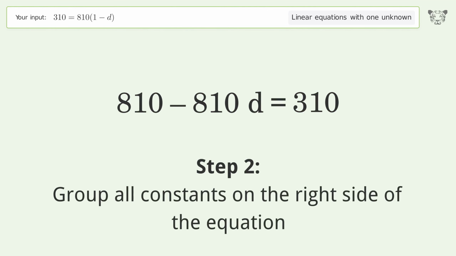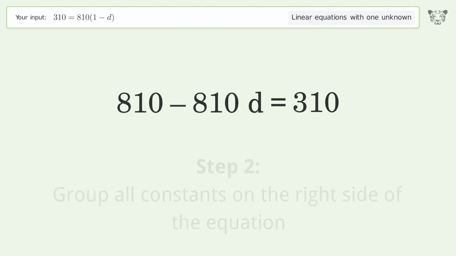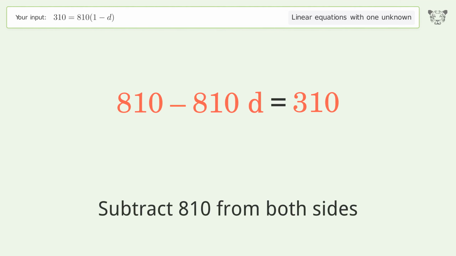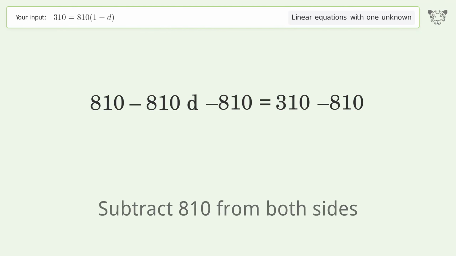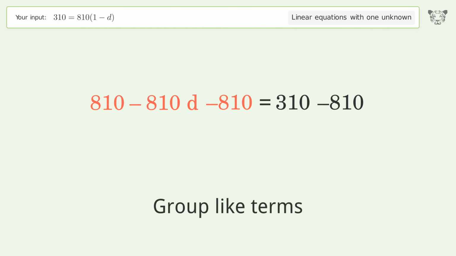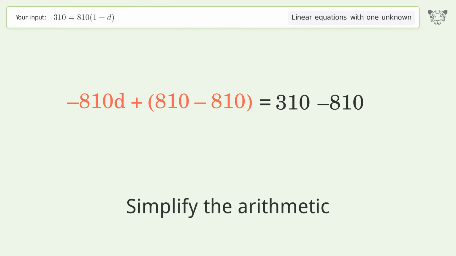Group all constants on the right side of the equation. Subtract 810 from both sides. Group like terms. Simplify the arithmetic.